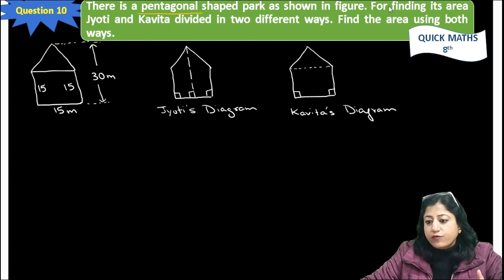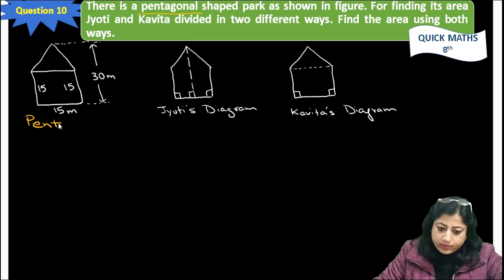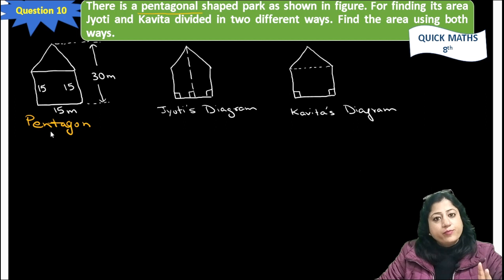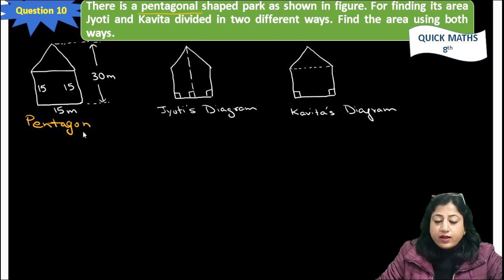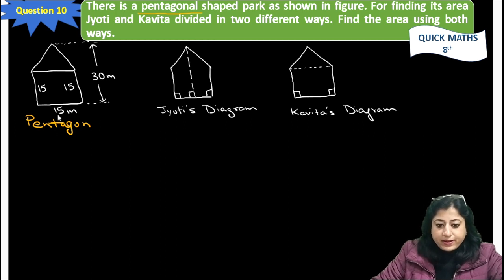This is the figure. For finding its area, Jyoti and Kavita divided it in two different ways. To calculate the area of this pentagon figure, the two persons have two different views. They divide the same pentagonal shaped field in two different ways. Find the area using both ways. We will find the area using both ways and justify whether the answer is the same or different. So let's start.